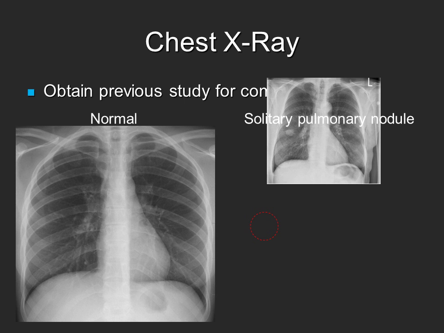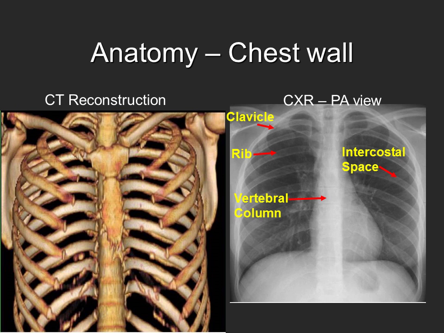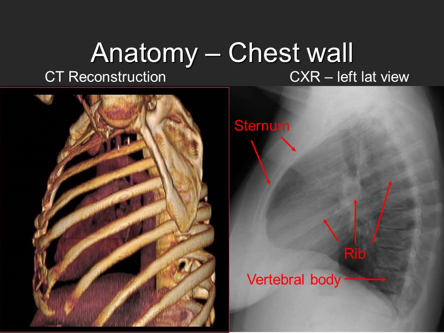On your left is a CT reconstruction of the bony thorax. On your right is a PA view of a chest X-ray. Visible landmarks are labeled. This includes a clavicle, rib, intercostal space, and vertebral column.